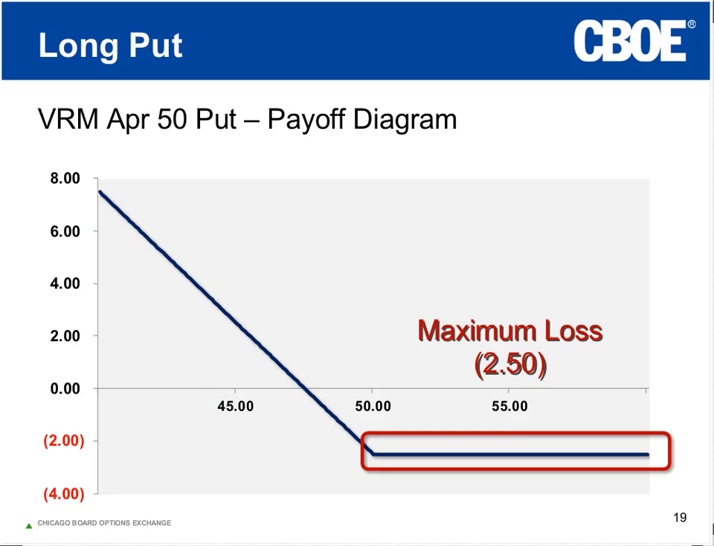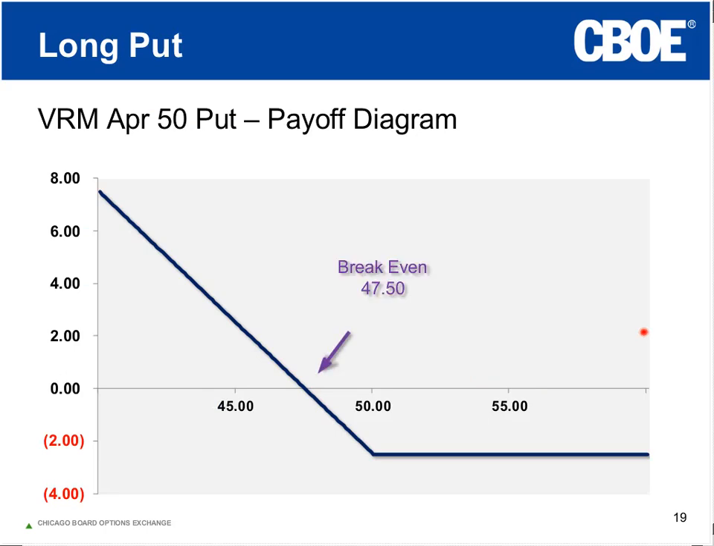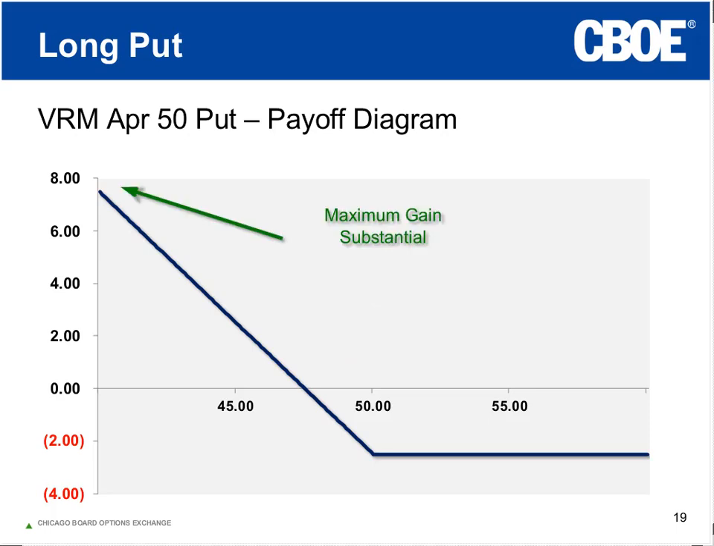Our maximum potential loss, again, at any price above 50, we have a loss of $2.50, the premium paid for that option contract. Our break even, we need the stock to be below 47.5. At 47.50, the right to sell the stock at 50 is worth $2.50. So we paid $2.50 for an option that's worth $2.50, and our break even is 47.5. And I'm using another one of those very large words there.